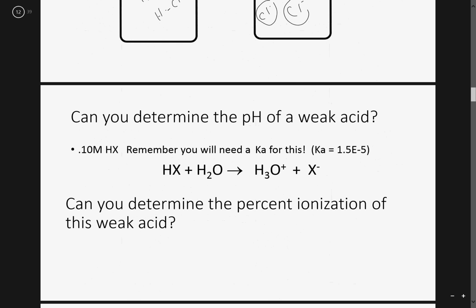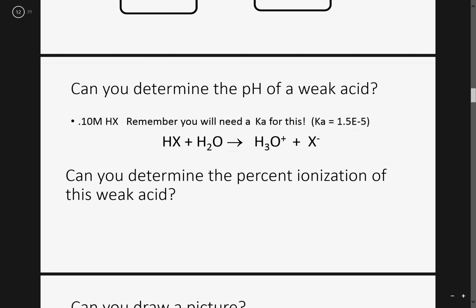Alright, determine the pH of a weak acid. If we have a 0.1 molar HX, remember we need a Ka for this thing and a concentration. So I just sort of made up a Ka for this guy. In this case, the Ka is 1.5 e to the negative 7th. So if this is my weak acid, this is my conjugate base right here. So this thing is a weak base.